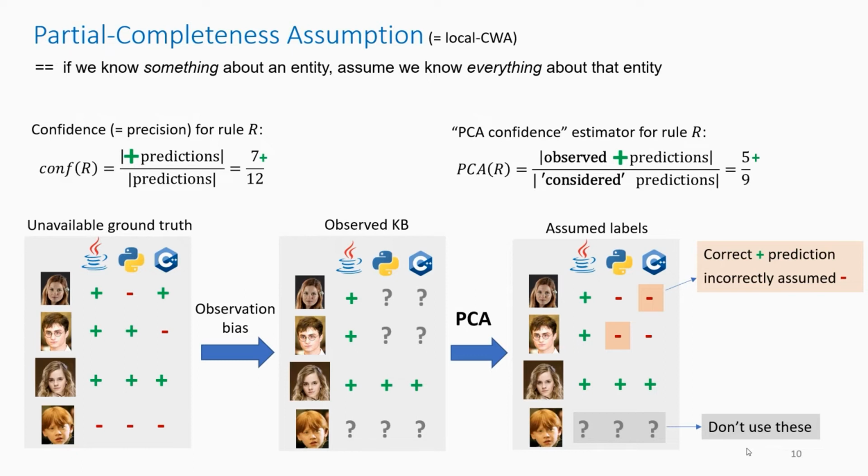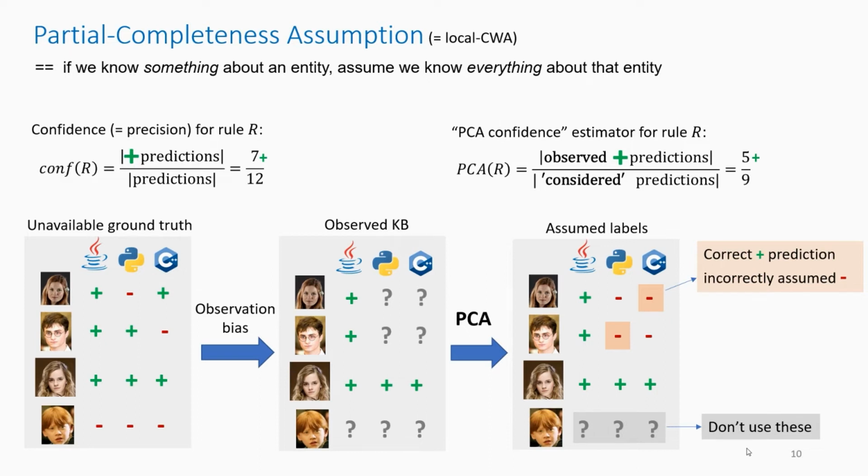For the 4th job seeker, we don't have any positive facts observed, so we will not assume anything about his unlabeled predictions. The confidence estimator based on this assumption is called the PCA confidence, and it will count the observed positive predictions out of all considered predictions under this assumption. So for this example, it would be 5 out of 9 instead of the correct 7 out of 12. So both these confidence estimators deal with a positive-only problem, but they don't deal with the observation bias.